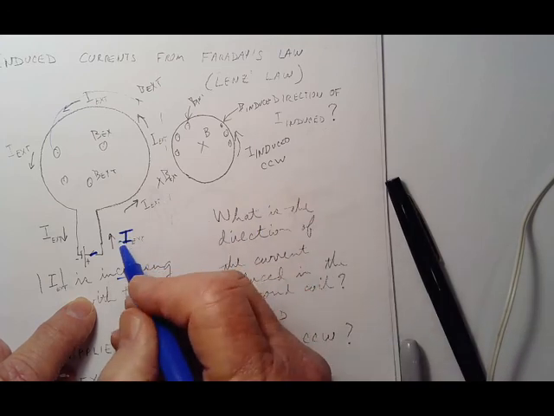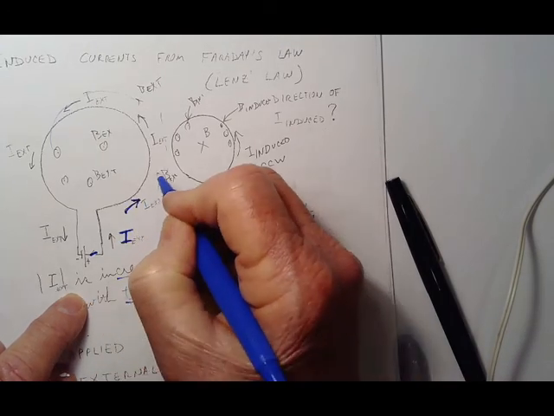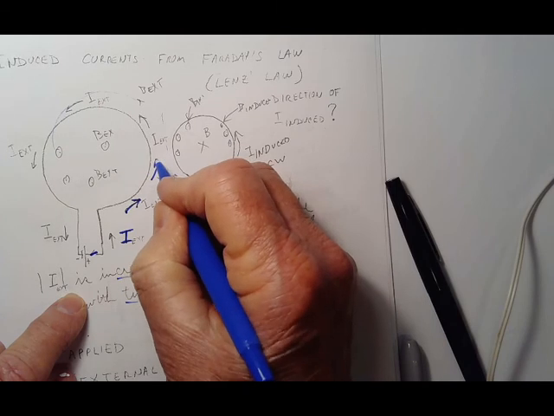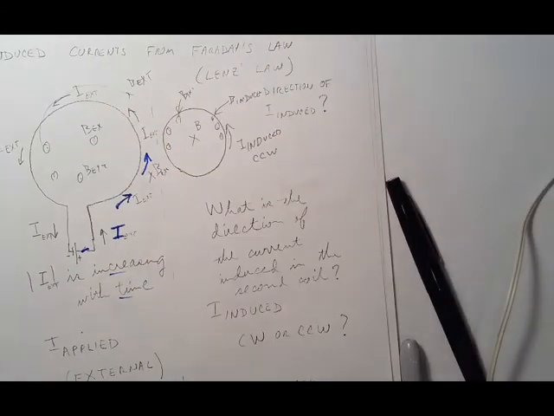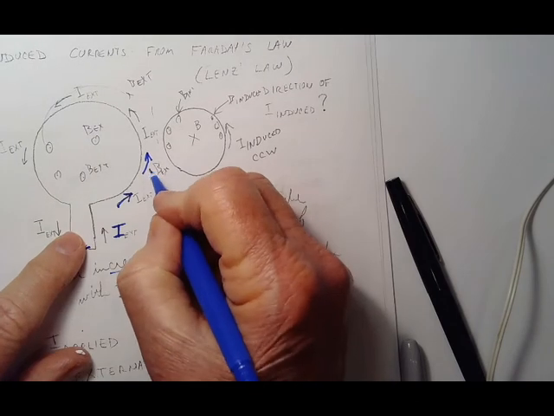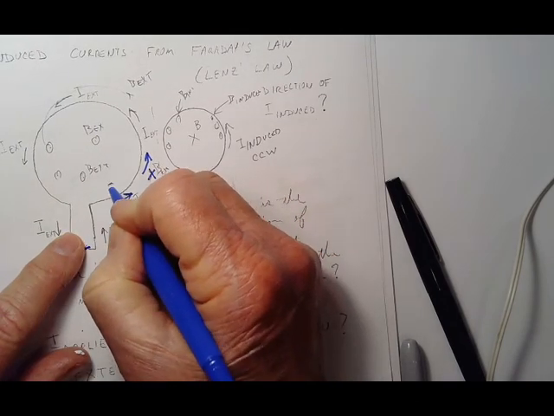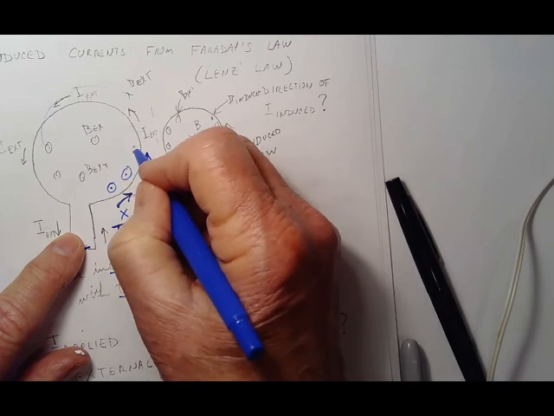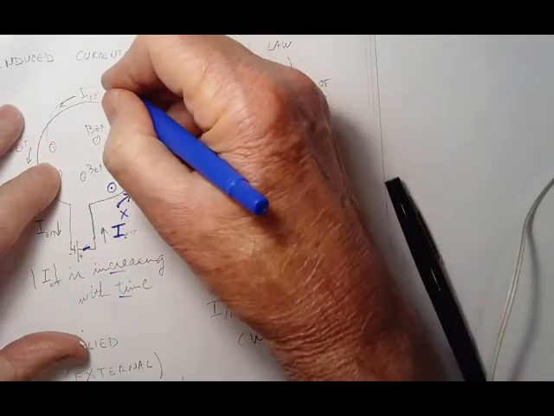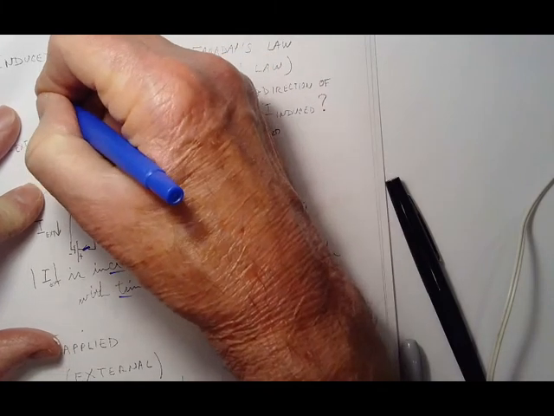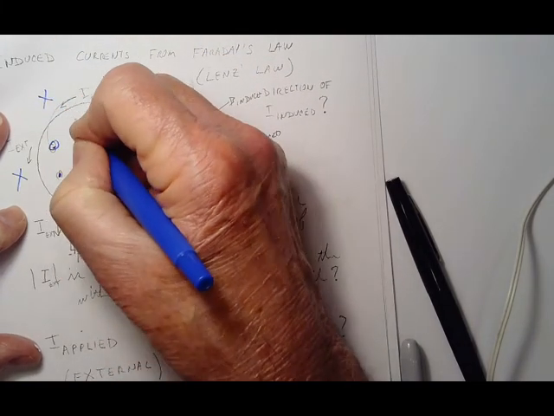Okay, so the magnitude is getting bigger. Here's the external current. It's going this way. I wrap my fingers around the wire here, and my fingers point into the page over here, into the page here, and out of the page here, and all the way around. It's into the page, into the page, into the page, and out of the page, out of the page.